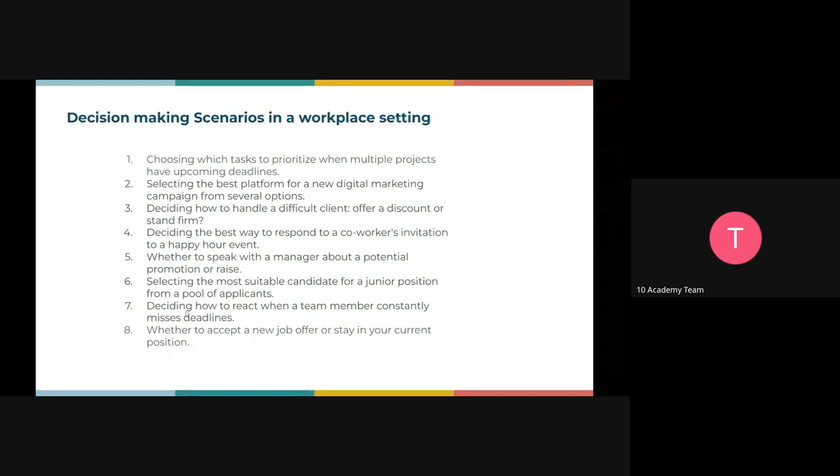We were just finishing up on the different decision making scenarios in our place. So it could be you're trying to do digital marketing and you have different platforms, so it could be choosing where do we find most of our target customers. Is it on Facebook? Is it on LinkedIn? Is it here? That could be another decision to make.